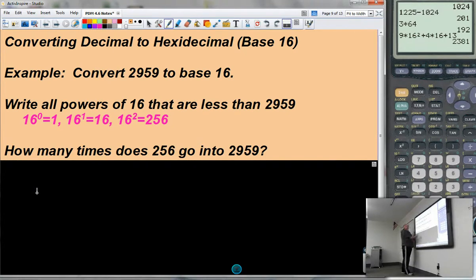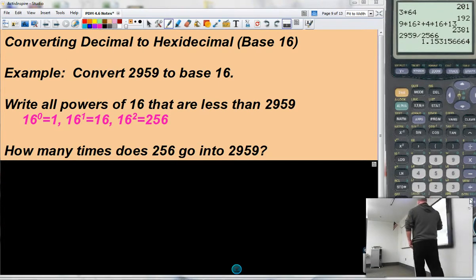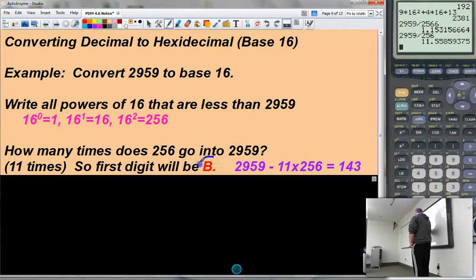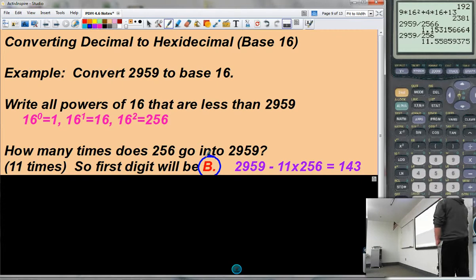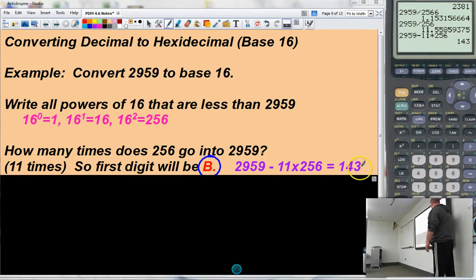How many times does 256 go into 2959? Come over here. 2959 divided by 256, my apologies, is 11.5. So the answer is 11 times. So the first digit is going to be the letter B, because 11 is B. So I go 2959 minus 11 times 256, and the answer is 143. So I should have 143 left.